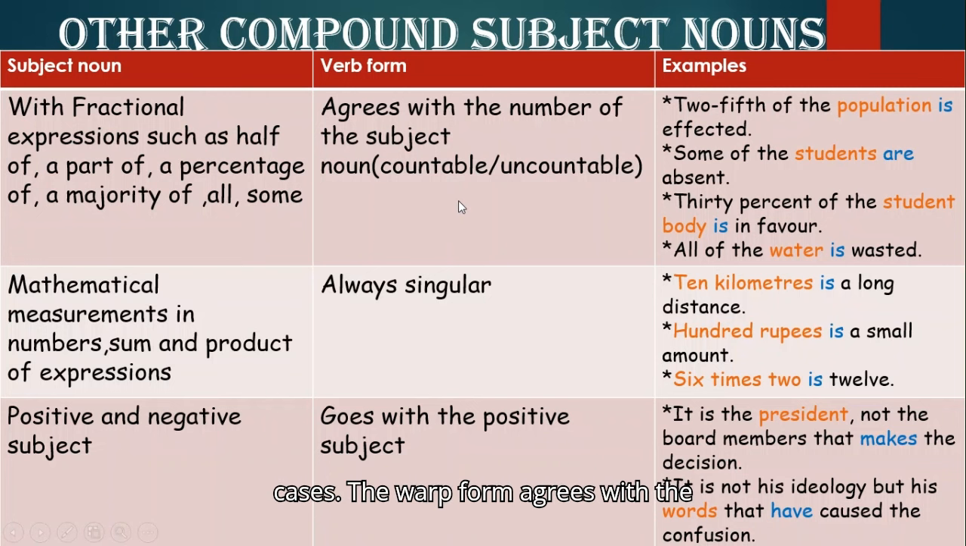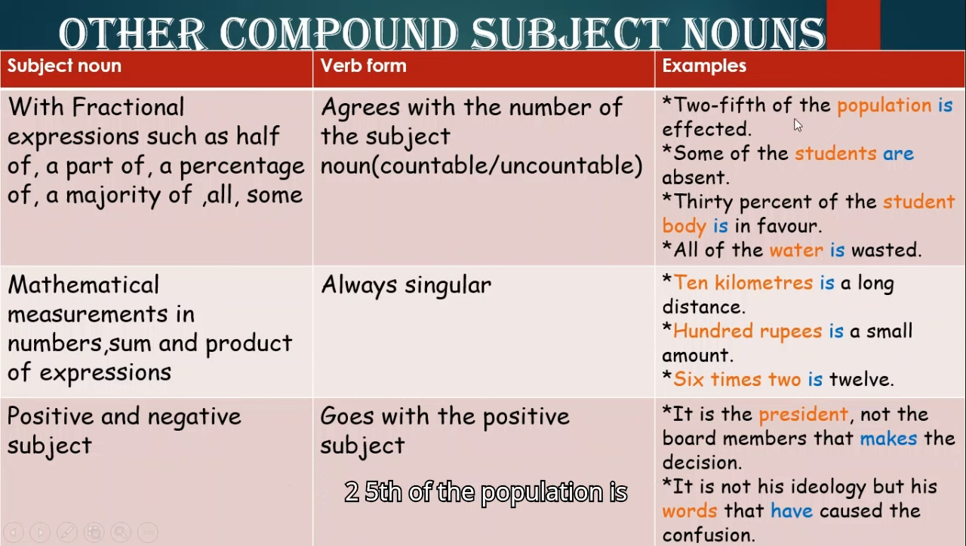In such cases, the verb form agrees with the number of the subject that we are talking about. So the fraction does not actually matter. The verb goes with the number of the subject noun that we are talking about, whether it is countable or uncountable. So let's look at some examples for better clarification.